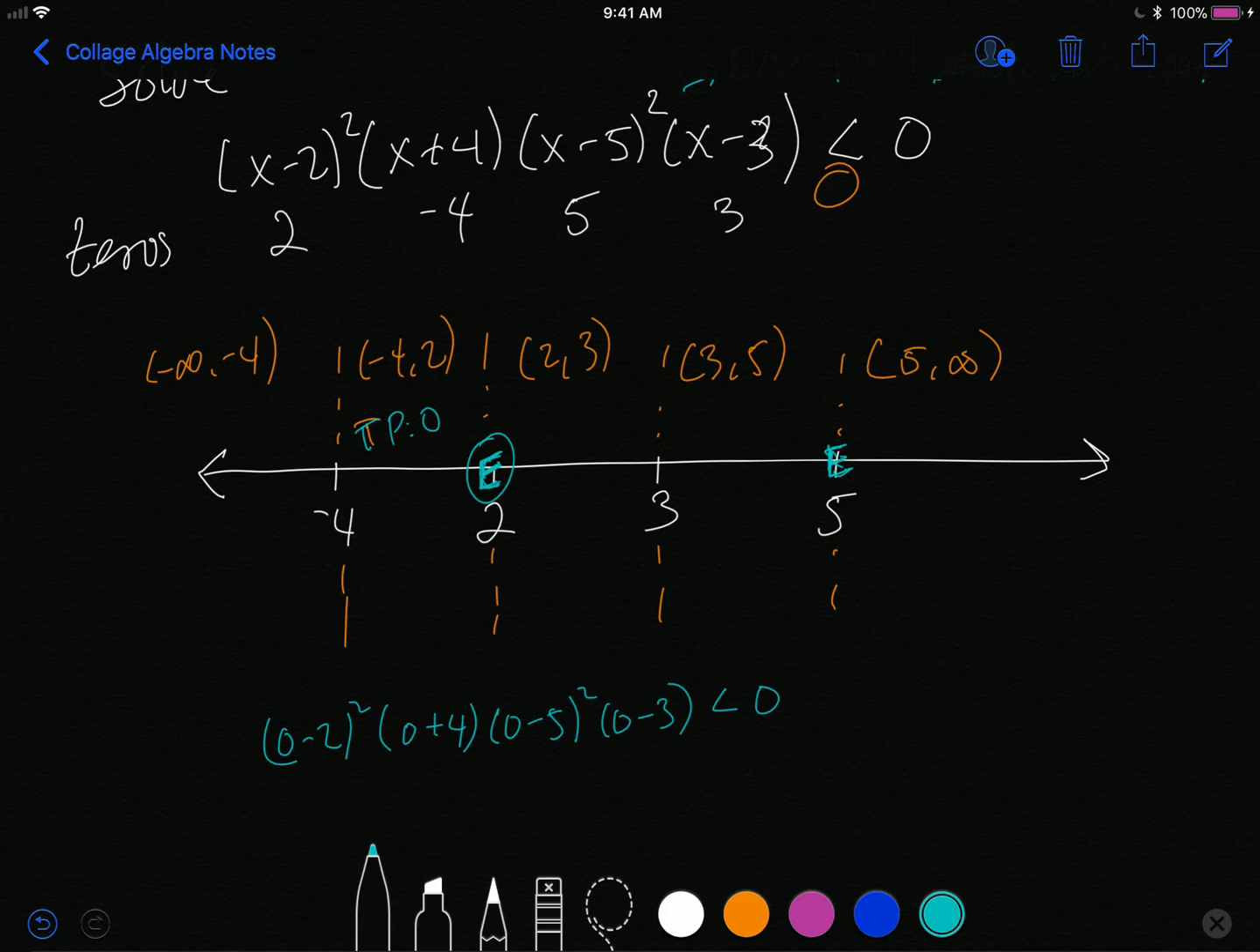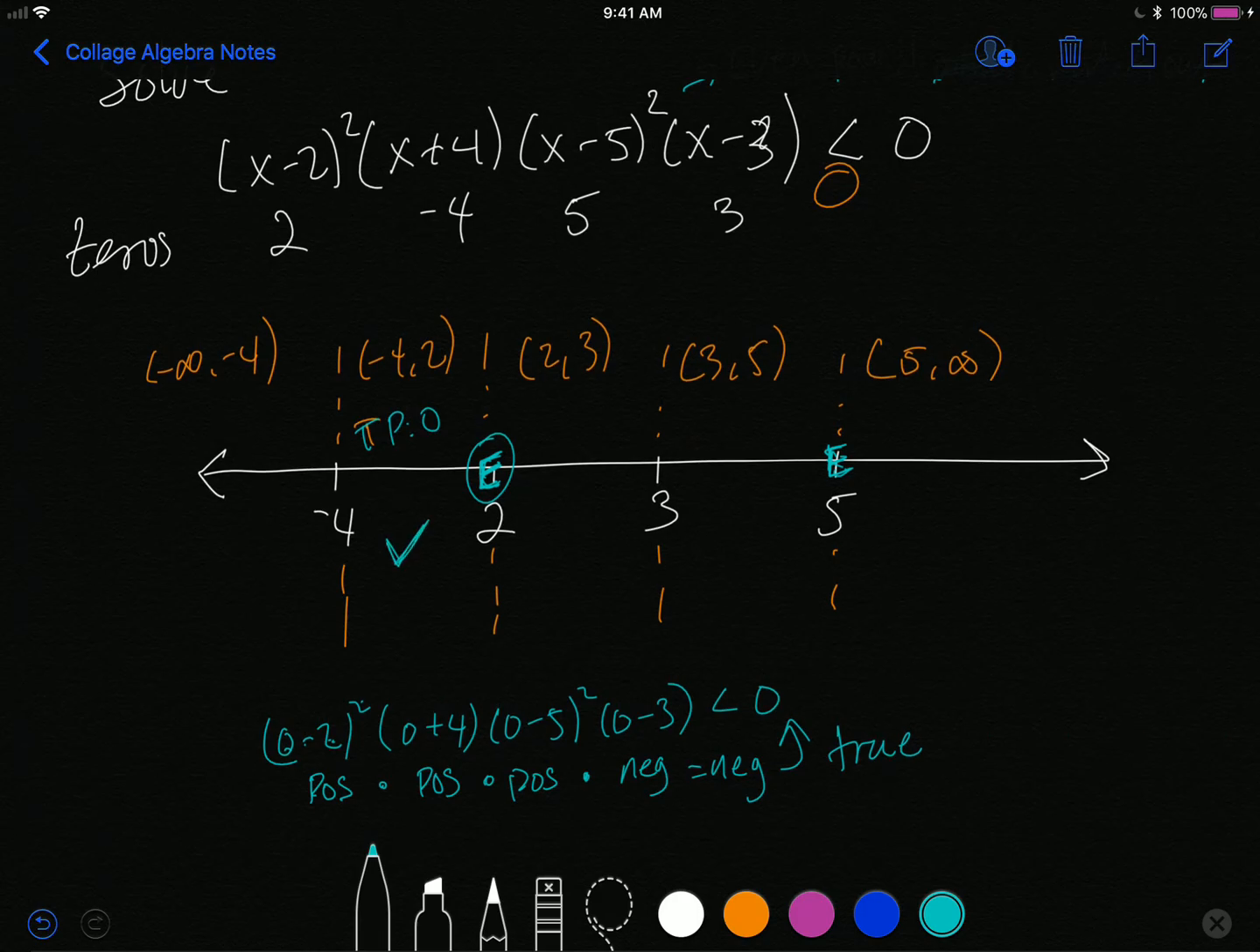Well, 0 minus 2 is negative 2. Negative 2 squared is positive, so this is positive. 0 plus 4 is positive, and so that's positive. Negative 5 squared is 25, that's positive. And then 0 minus 3 is negative. So a positive times a positive times a negative will be a negative number. So this whole thing equals negative, and so therefore that's true. This is less than 0. And so therefore this region right here will be a check mark.